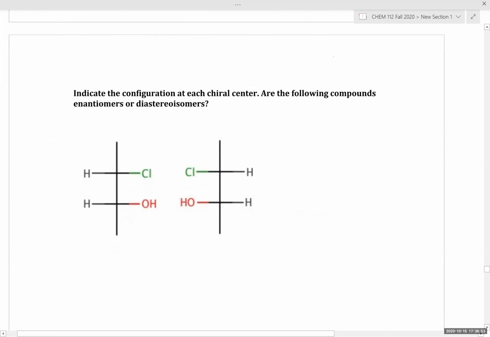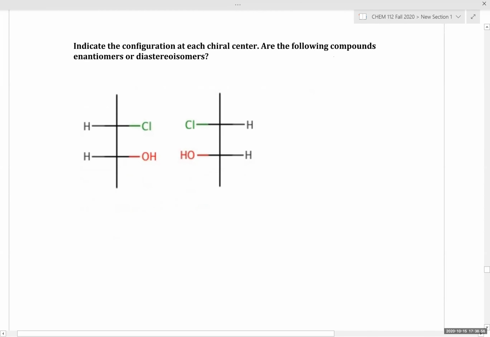Okay, so let's take a look at the following molecule. I'd like you to assign the configuration at each chiral center and tell me if the following compounds are enantiomers or diastereoisomers. Now, one thing that would be important to consider is that if you assign the stereochemistry for one molecule, you can use our Fischer projection shortcut to assign the stereochemistry for our second molecule.